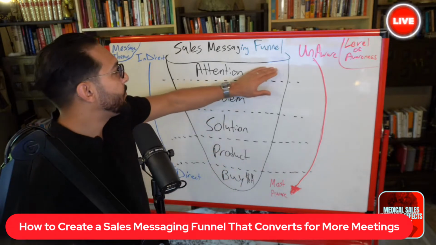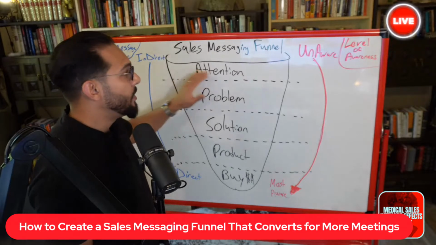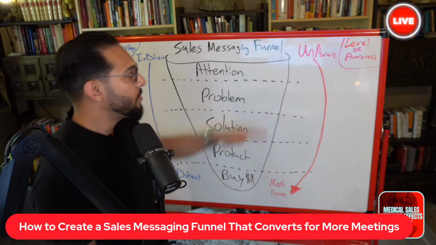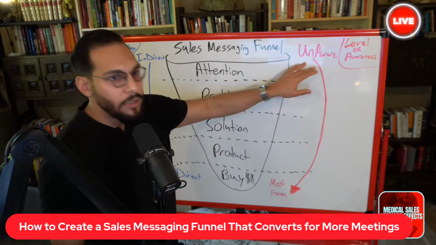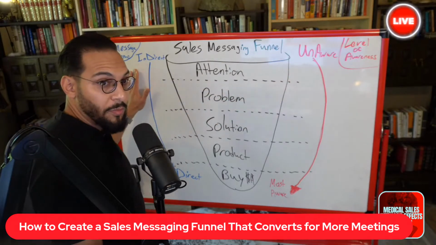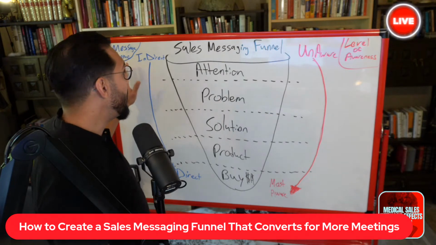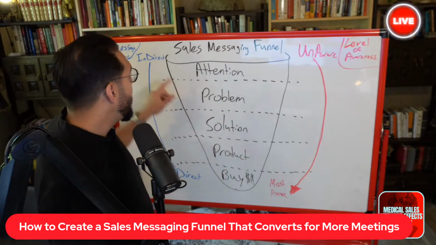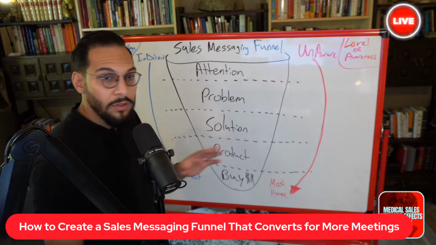But this level here, which is attention, this is your most unaware audience. So let's say it's surgeons. These are surgeons who have no idea about you, your company, your product. They don't even know they have a problem. So as a result, your messaging needs to be indirect, meaning if your goal is, how do I get attention and get somebody to book a meeting with me? Your messaging up here is indirect, meaning it has nothing to do with your product.